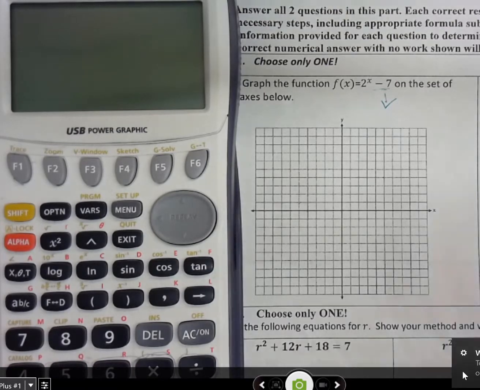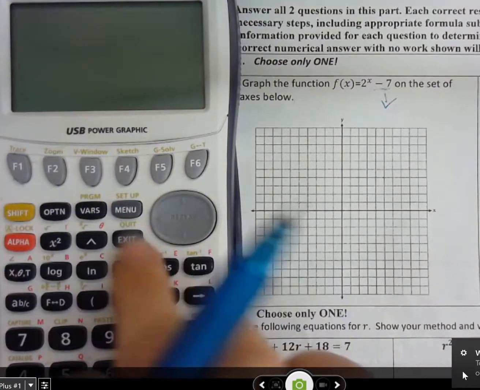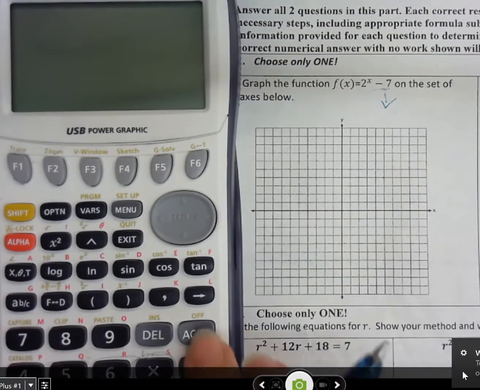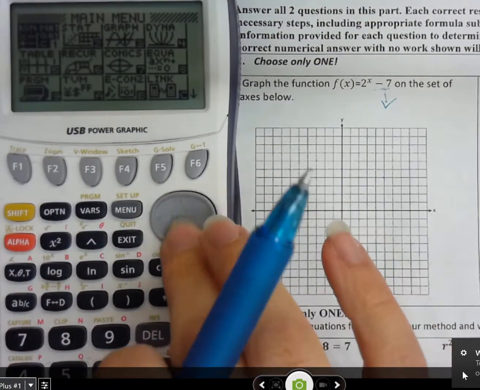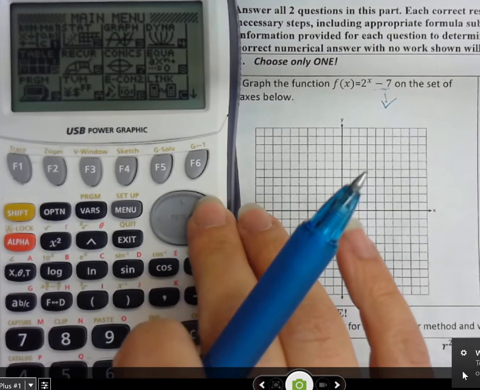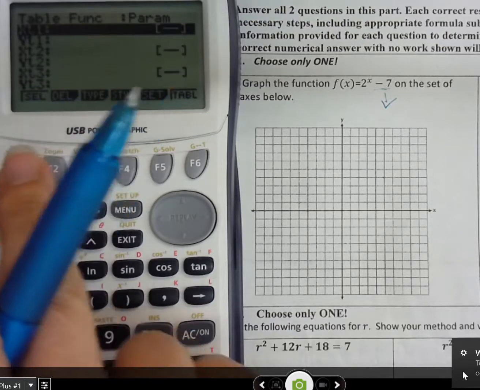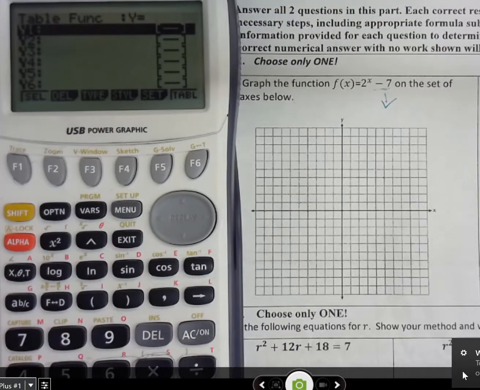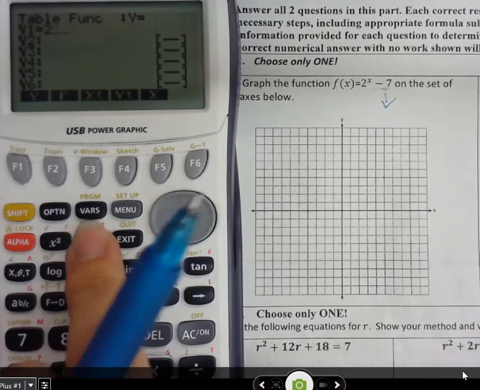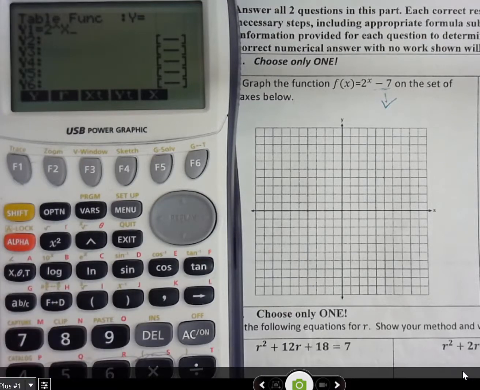So you can look in the graphing calculator, and we can go to the menu, and we can go to table, because we always want to graph from a table. Delete anything that may be in there. Make sure your type is on y equals, and put the function in, 2 raised to the power of x minus 7.